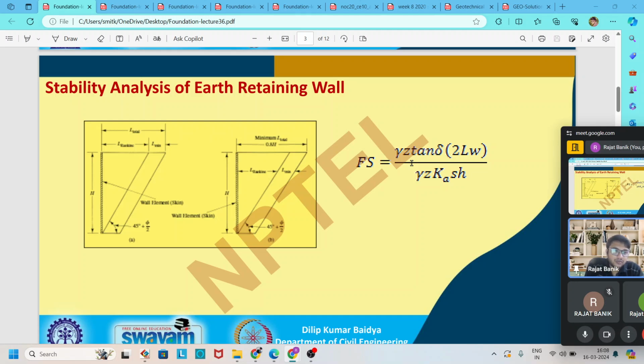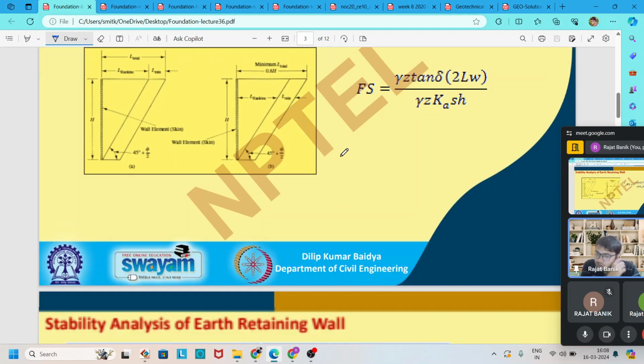S is the vertical spacing. H is the horizontal spacing. K is the active earth pressure coefficient. So by this formula, we can easily derive the factor of safety of this type of retaining wall.